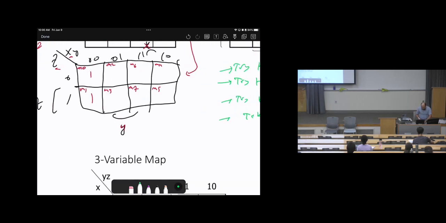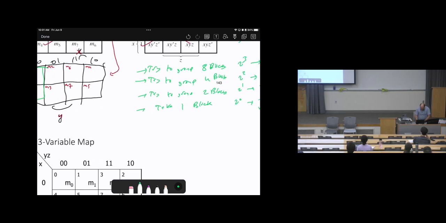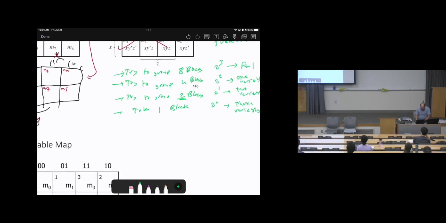Can we group 4 or 8? No. Can we group 4? No. We have only 2 ones. Can we group these 2? Yes, we can. We can make a box to group this. So therefore, I expect to see my function includes only 2 variables, because I'm grouping 2 blocks. According to these rules, grouping 2 blocks will have 2 variables.